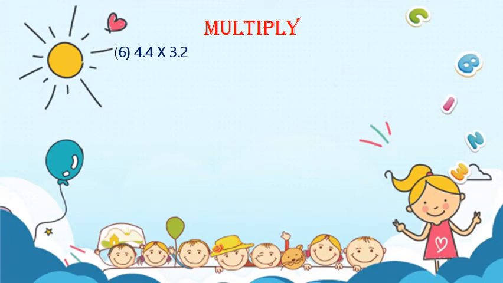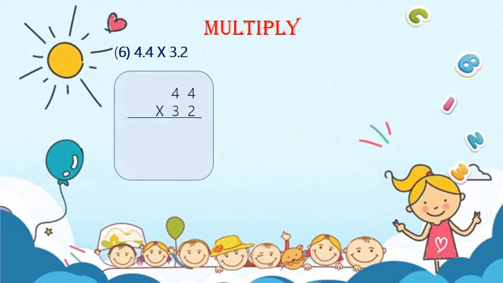Now children, let's do the next question. This is 4.4 multiplied by 3.2. So again here in this question we have two decimal fractions, 4.4 and 3.2. So first let us multiply both these decimal fractions as whole numbers, that is 44 multiplied by 32.